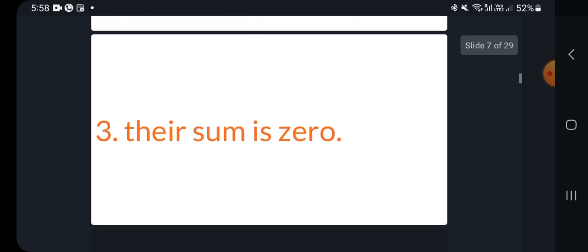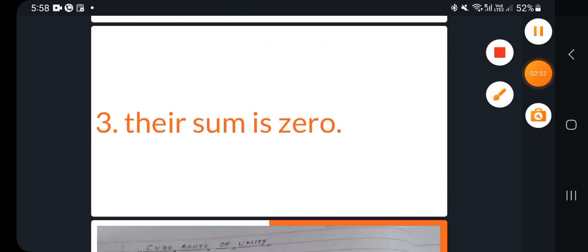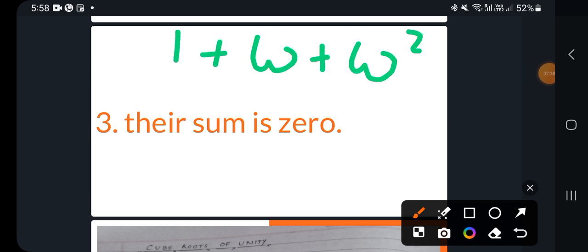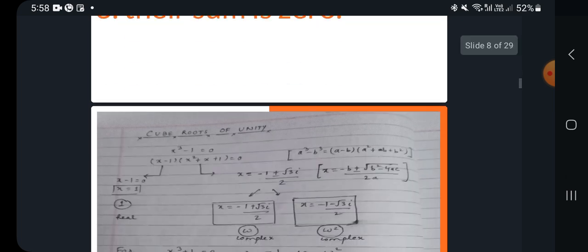Now next, their sum is 0. If we take the sum of these 3 cube roots of unity, then it comes out to be 0. You can see by adding all these 3 cube roots of unity.